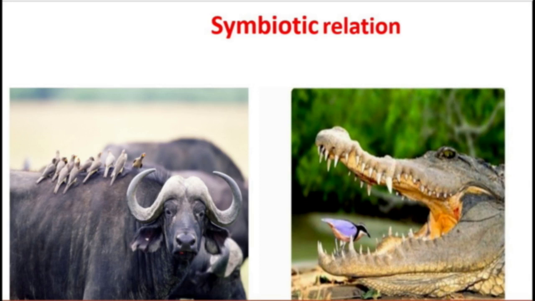So such a relationship where two organisms benefit from each other by sharing their resources and shelter is known as symbiotic relationship. There are certain bacteria which live in the human body, and in turn they synthesize vitamin K.